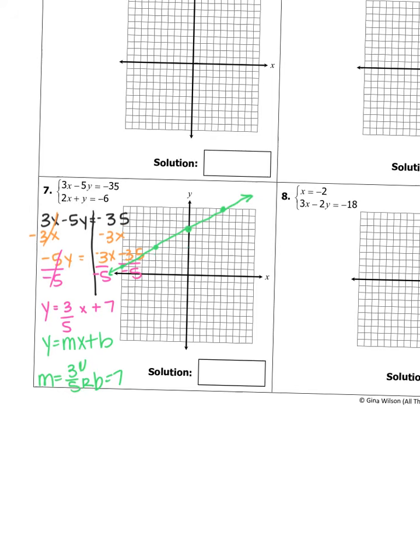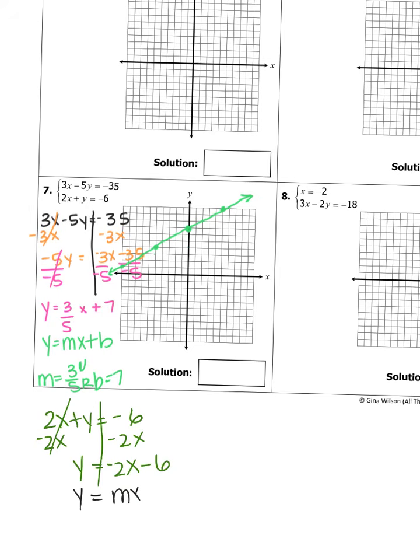Okay, then we have our next equation, which is 2x plus y equals -6. So same thing, to graph it, I have to solve for y. So I need to subtract this 2x and put it on the other side. You'd be left with y equals -2x minus 6. Well, that one was an easy one. It already looks like y equals mx plus b. So my m is -2 and my b is -6.